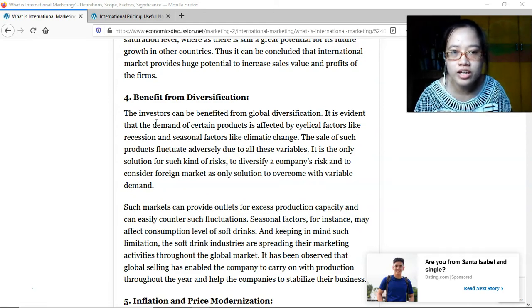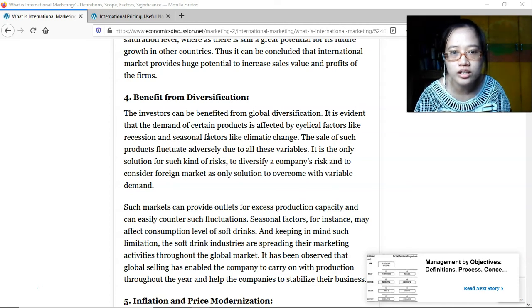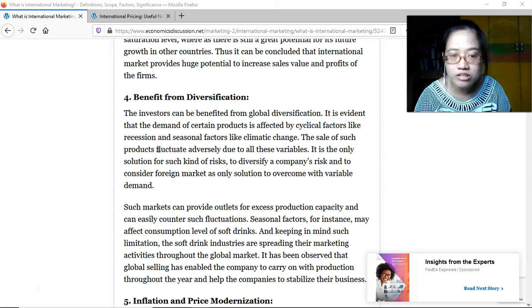Benefit from diversification. The investors can benefit from global diversification. Demand of certain products is affected by cyclical factors like recessions, and seasonal factors like climatic change. Sales of such products fluctuate adversely due to all these variables.